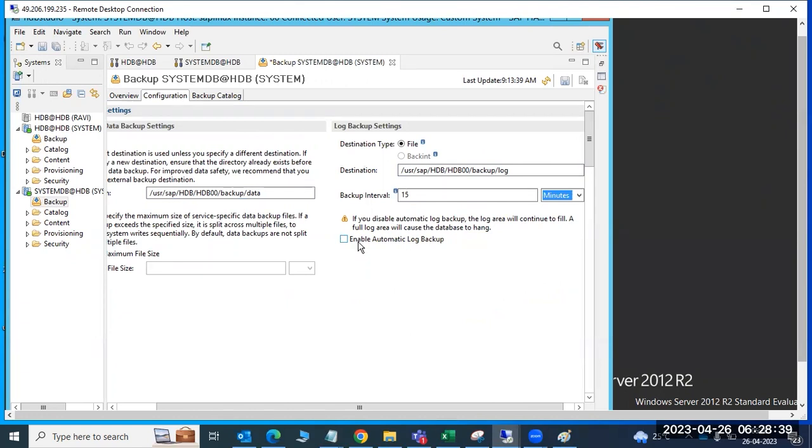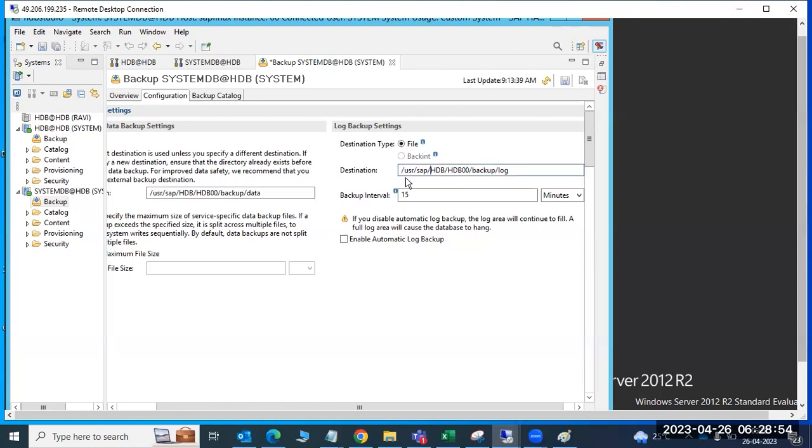Okay, so log backups and everything. Log backup settings tell you the destination folder. Here you configure where the log backup should be placed, either the same folder, a different folder, or external Backint.